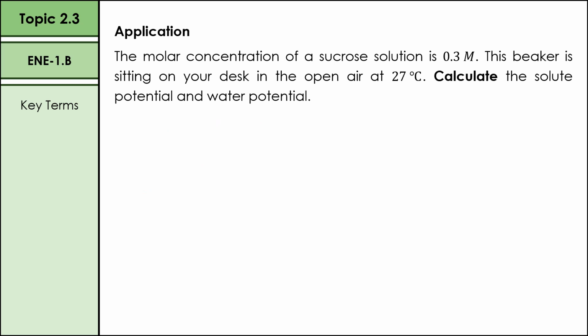So the first thing that we can do that's really easy is determine our pressure potential of our solution here. Because our beaker is at open air, that means that our pressure potential is 0. So that one's pretty easy. Solute potential, on the other hand, we need to get into this equation, the negative iCRT. So first off, we have a sucrose solution.